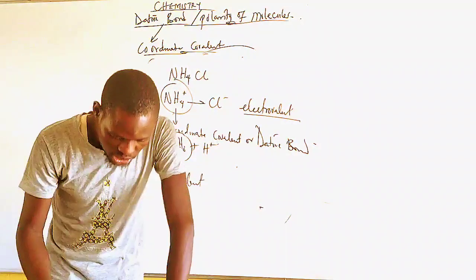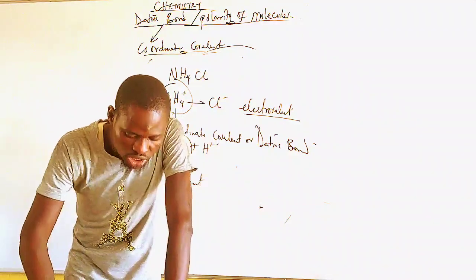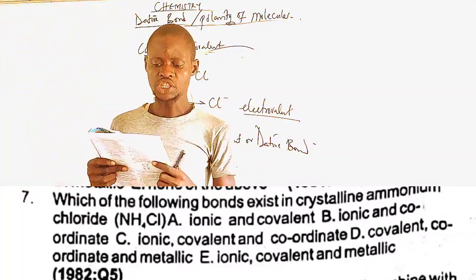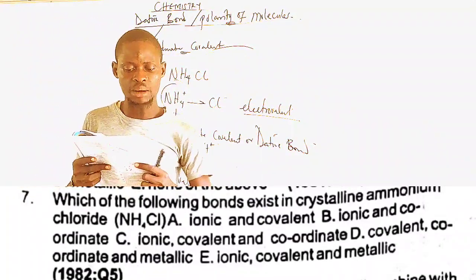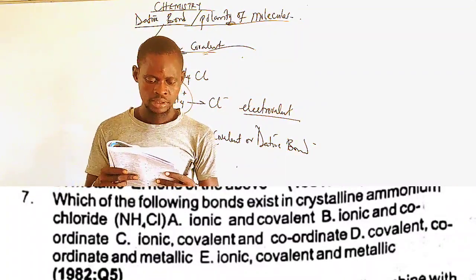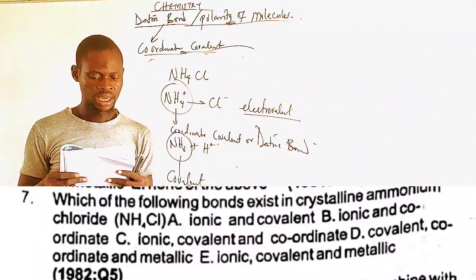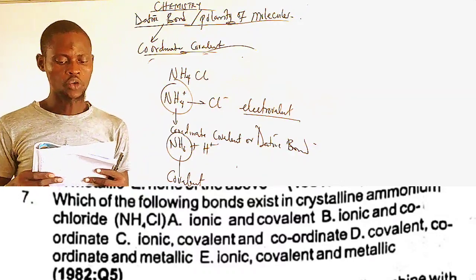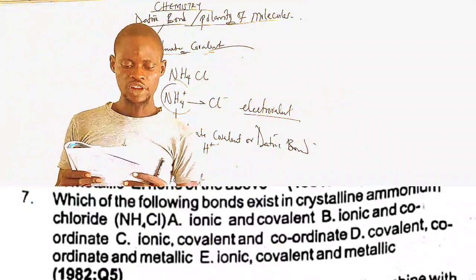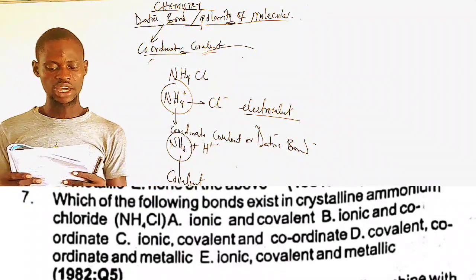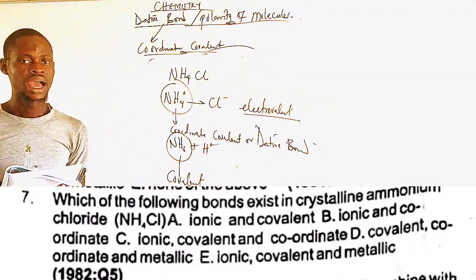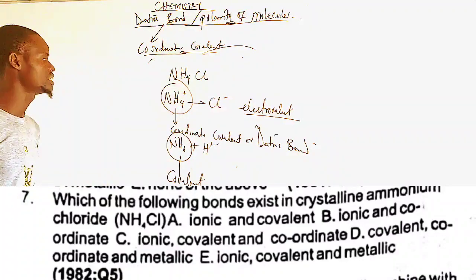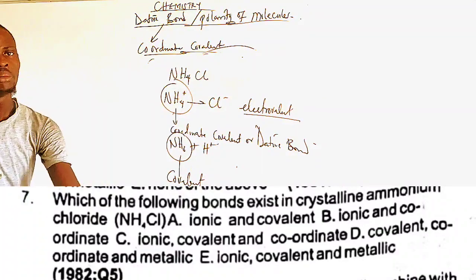Before I move on, let me try to take a question on that. I think I saw it in question 7. Which of the following bonds exists in crystalline ammonium chloride? A. Ionic and covalent. B. Ionic and coordinate. C. Ionic, covalent and coordinate. D. Covalent, coordinate and metallic. E. Ionic, covalent and metallic. So the answer should be ionic, covalent and coordinate bond. These are the 3 types of bond that exist in ammonium chloride.